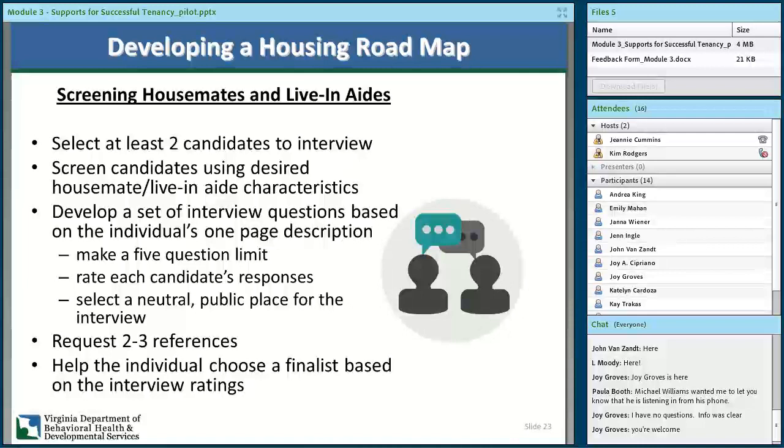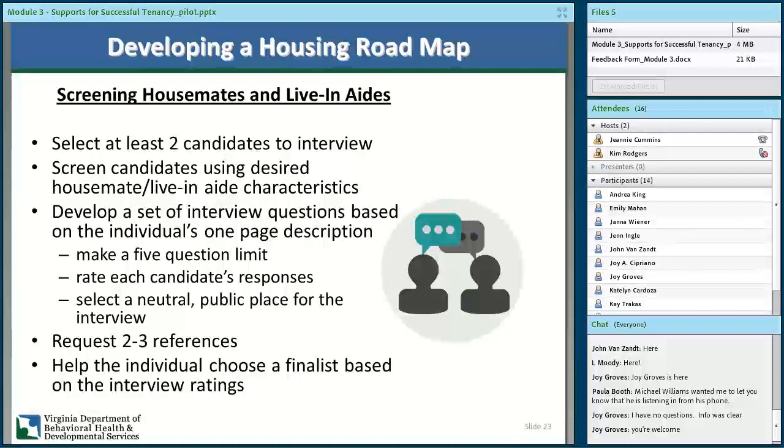Ask the top 5 most important questions to the individual. Have the individual and any others conducting the interview rate each candidate's responses on a scale of 1 to 5, 1 being strongly disagree with the response and 5 being strongly agree with the response. Take notes on each candidate's responses and calculate an interview score. Add up each interviewer's ratings to get an interview score. For sample interview questions and a sample interview rating form for live-in aides and housemates, see the FAQ for Module 3.